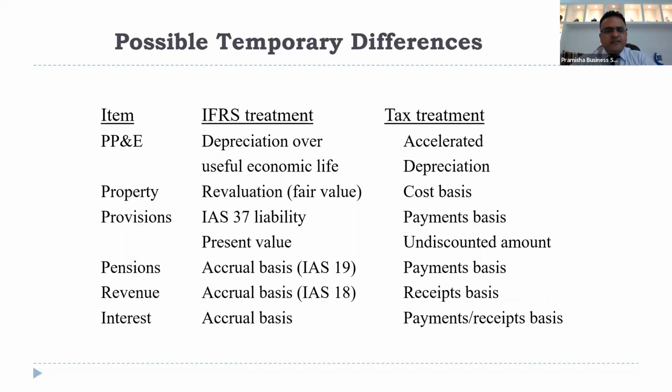The possible temporary differences can be in terms of depreciation, accelerated depreciation, revaluation model. Income tax authorities do not believe in revaluation model. They still believe in cost basis. Provisions you may have created, they may not believe, because until you pay them, they do not agree to it. Present value: you're using discounting in your accounting, but the concept of discounting is not yet acceptable by tax authorities as of today. Pensions and revenue are on accrual basis, but they only believe in cash basis. Interest you may have recorded on accrual basis, they only believe on receipts basis. So these result in temporary differences, resulting in DTA or DTL.